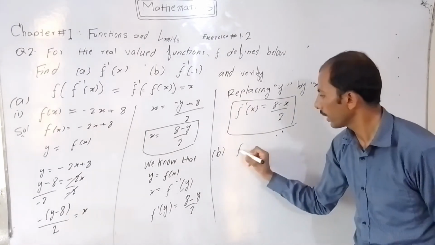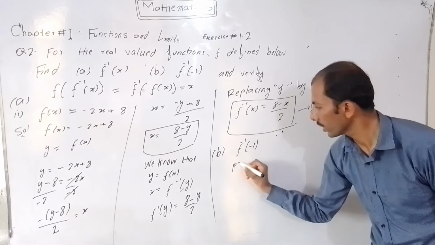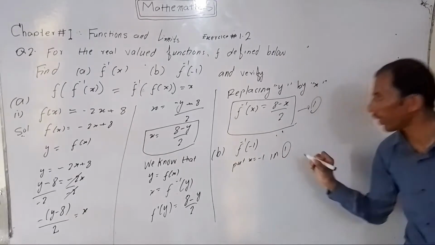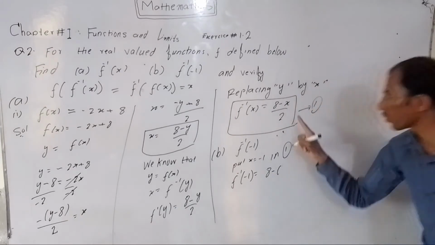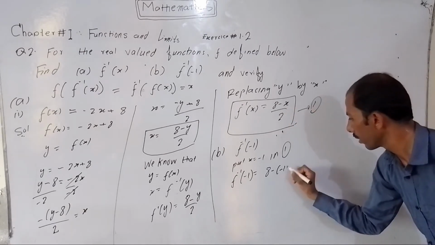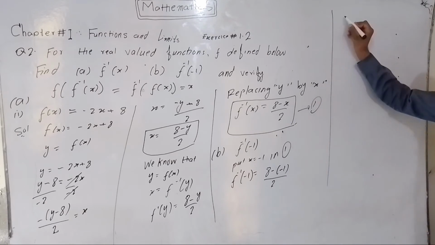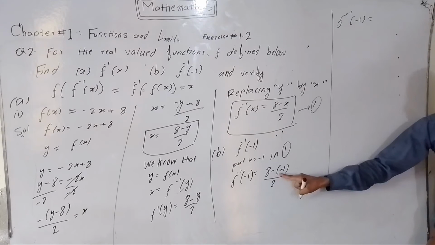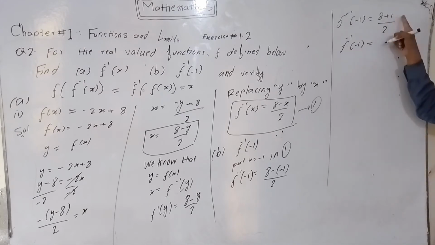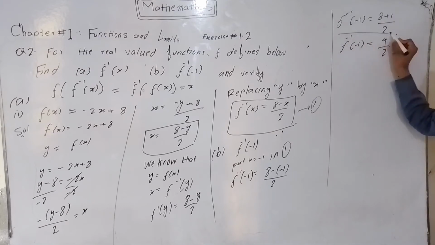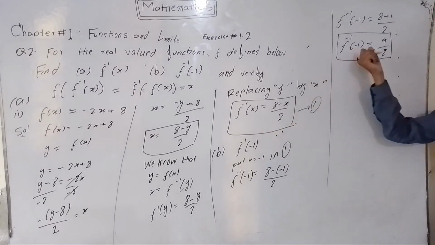Next, b part. f inverse of minus 1. So in equation number 1, put x is equal to minus 1. So f inverse of minus 1 is equal to 8 minus into x is equal to minus 1, divided by 2. Next, f inverse of minus 1 is equal to 8 minus multiply minus plus, divided by 2. So f inverse of minus 1 is equal to 8 plus 1, 9 divided by 2, which is the required solution of A and B.